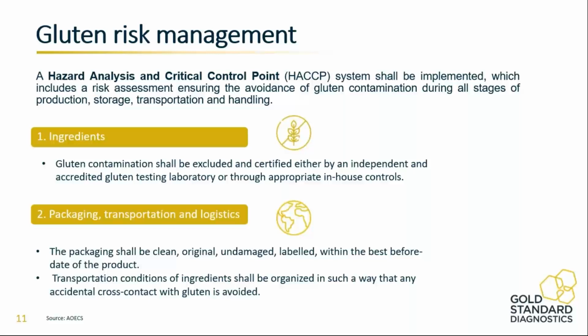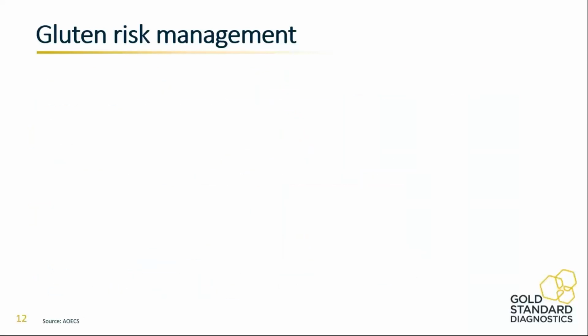Also, during packaging, transportation, and logistics, we should consider that packaging shall be clean, original, undamaged, labeled within the best before date of the product. And of course, transportation conditions of ingredients shall be organized in such a way that any accidental cross-contact with gluten is avoided. So these kinds of things are obvious, seem quite evident, but all of them are necessary if we want to label any kind of product as gluten-free.